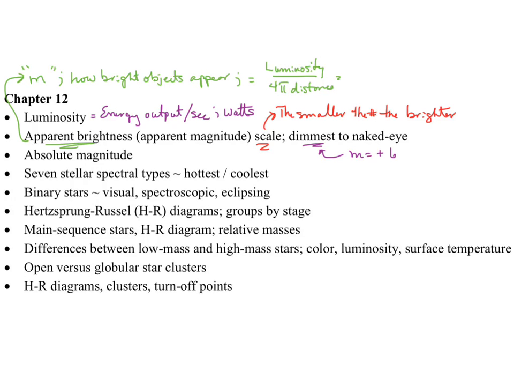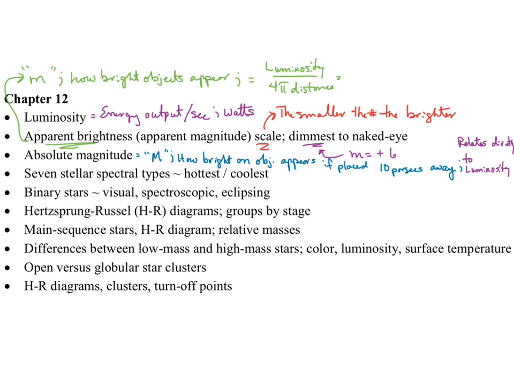And then absolute magnitude. In absolute magnitude, we move the star 10 parsecs from us and see how bright it is. That's absolute magnitude. So put it 10 parsecs away, see how bright it is. And absolute magnitude relates directly to luminosity.